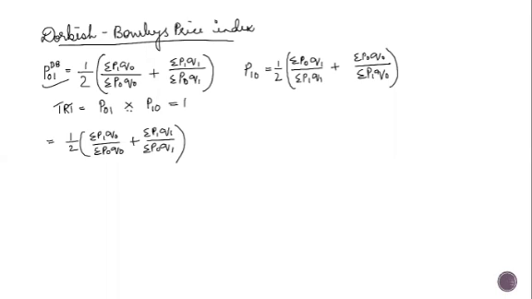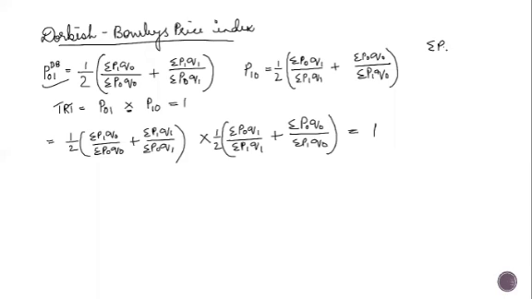Into, we write the reciprocal of the previous one, that is half, open the bracket, summation P0 Q1 divided by summation P1 Q1 plus summation P0 Q0 divided by summation P1 Q0. That should give you equal to 1. Now we'll take an example where we'll prove whether it satisfies TRT or not.